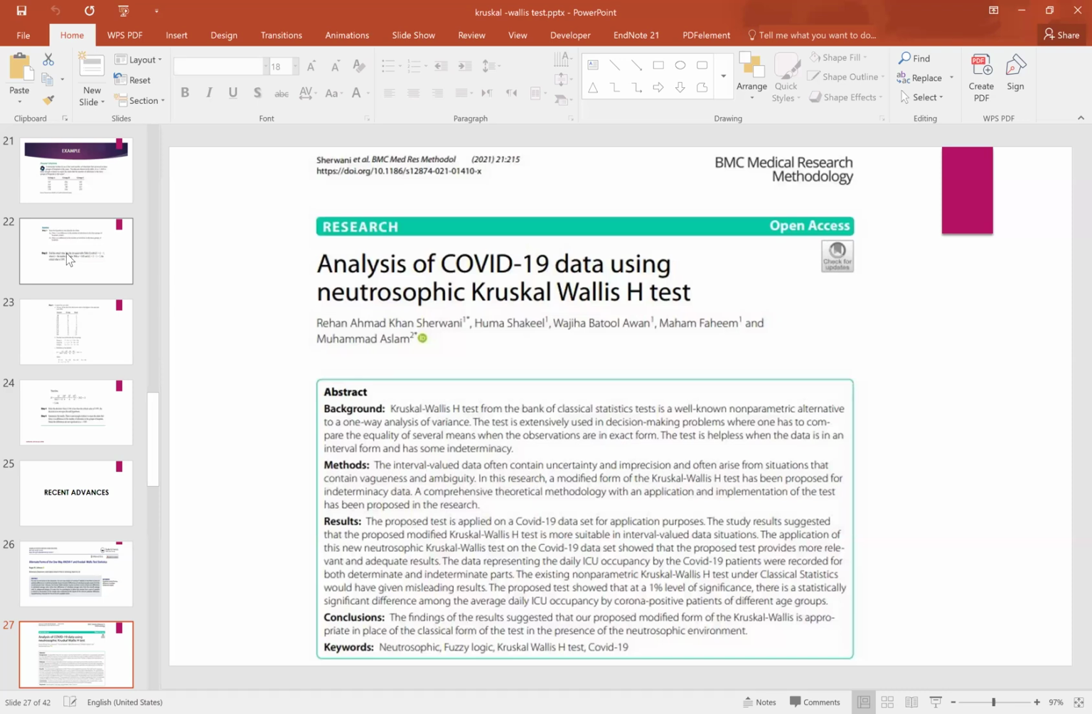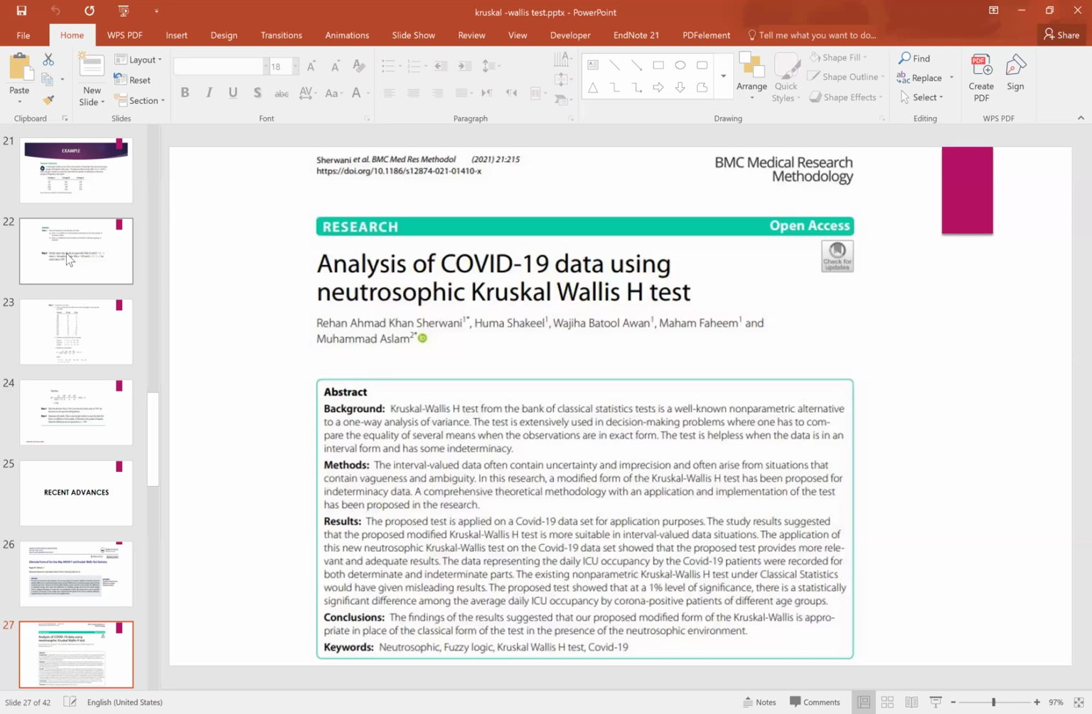In this research, a modified form of the Kruskal-Wallis test has been proposed for the indeterminate data. A comprehensive theoretical methodology with the application and implementation of the test has been proposed in the research. The proposed test is applied on the COVID-19 dataset for application purposes. The study results suggested that the proposed modified Kruskal-Wallis test is more suitable in interval value data situations.